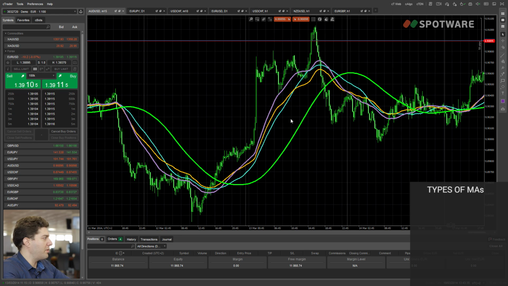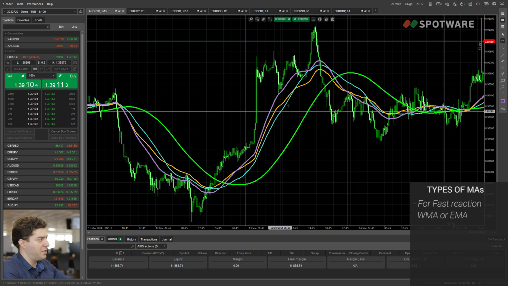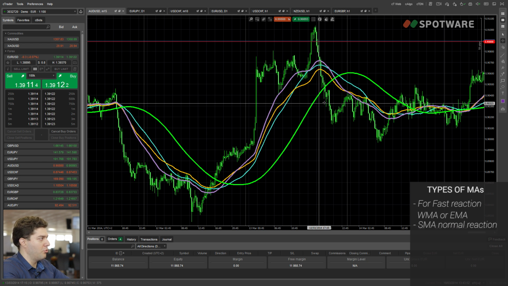So these are the differences between all the types of moving averages. Depending on what you want to do, you should choose which moving average you want. If you want a moving average that reacts very fast to the price changes, you should be using the weighted or the exponential one. If you want a moving average that doesn't react as fast, you should be using the simple moving average, and if you want a moving average that reacts very slowly and smooths out the price a lot, you should be using the triangular moving average.